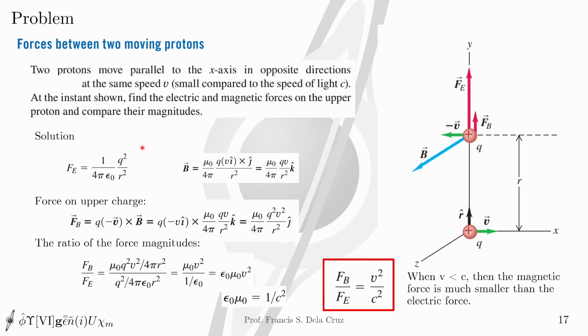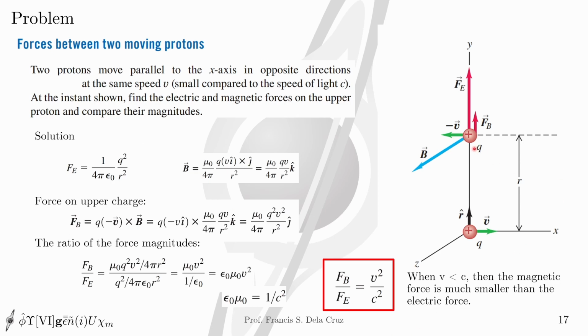Forces between two moving protons. Two protons move parallel to the x-axis in opposite directions at the same speed v, which is small compared to the speed of light c. At the instant shown, find the electric and magnetic forces on the upper proton and compare their magnitudes. Okay, so this is the solution.